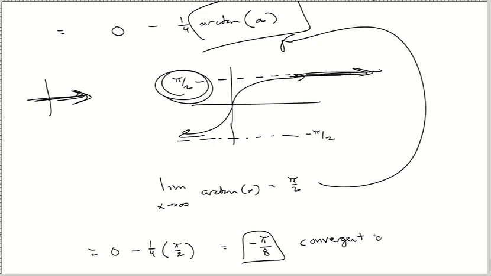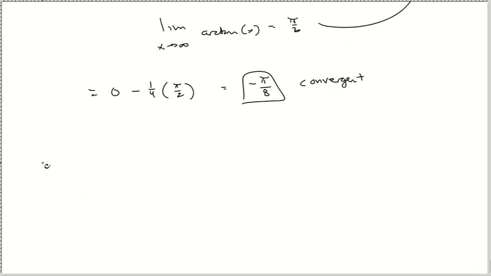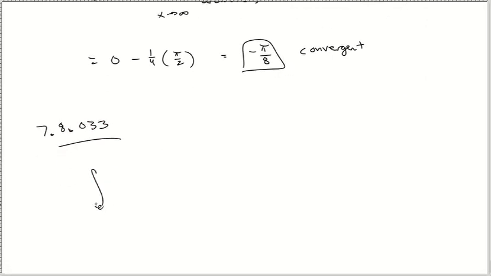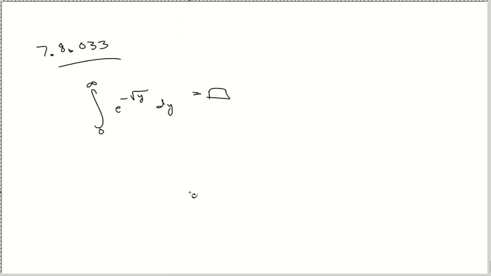Okay, cool. Next problem. This one's a big one. Oh my goodness. So I've got the integral from 0 to infinity of e to the negative square root of y dy equals what? Okay. So first off, I want to do some u substitution stuff, and it's not exactly the best.